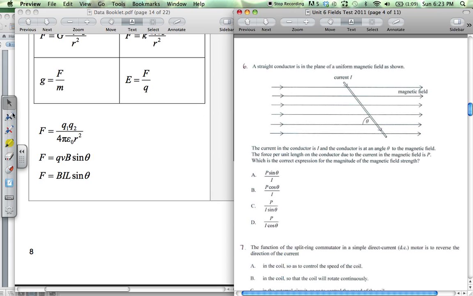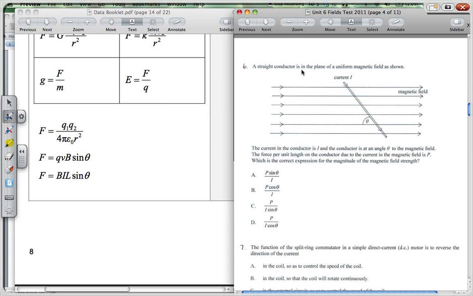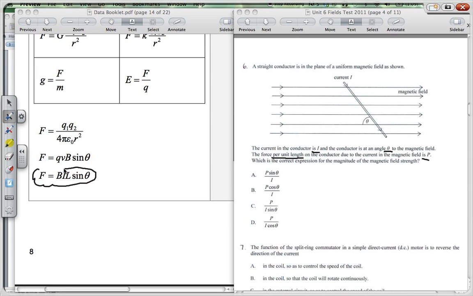Question 6, a similar sort of question. We have a straight conductor in the plane of a uniform magnetic field as shown. The current in the conductor is I, and the conductor is at an angle theta to the magnetic field. The force per unit length on the conductor due to the current in the magnetic field is P. Which is the correct expression for the magnitude of the magnetic field strength? Now, because we've got a conductor in a magnetic field, we're dealing with this formula over here.